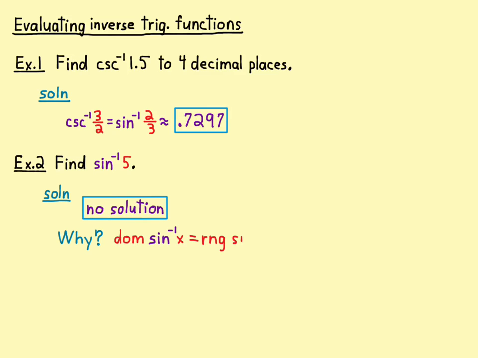Because the domain of sine inverse x is the range of sine of x, which is -1 to 1. So you can find the sine inverse of any number between -1 and 1, or -1 or 1, but not any number outside of that interval, which is where 5 is. So that's why you would get an error if you try to put that in, and so you would write no solution.